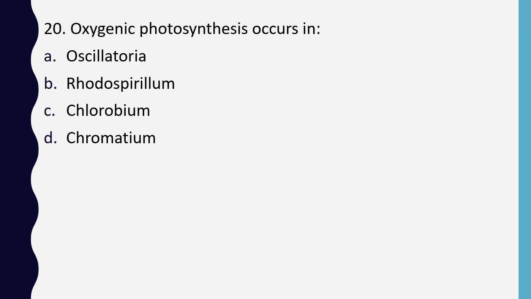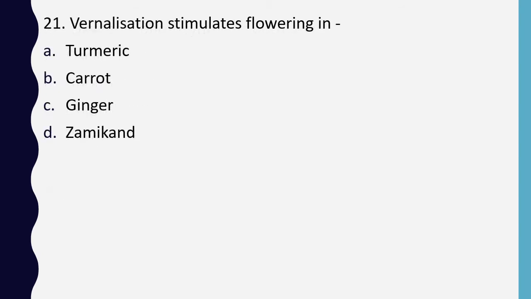Question number 20. Oxygenic photosynthesis occurs in Oscillatoria, Rhodospirillum, Chlorobium, Chromatium. Oxygenic photosynthesis occurs in. The correct answer is option A, Oscillatoria. Question number 21. Vernalization stimulates flowering in turmeric, carrot, ginger, zamikand. Vernalization stimulates flowering in. The correct answer is option B, carrot.